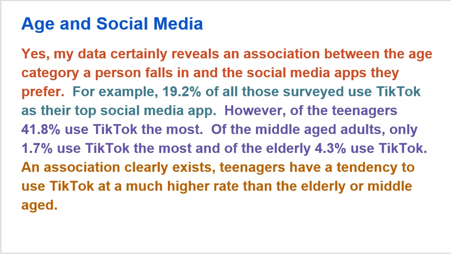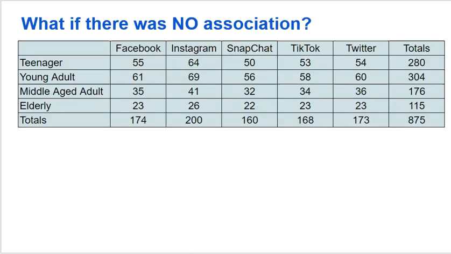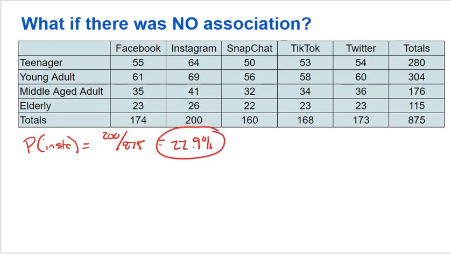All right. Now, I want to end with this real quick. What would no association or independence look like? Again, you would see the same numbers across the board. So once again, let's choose Instagram this time just to do something different. So we'd say, okay, what proportion use Insta? Once again, this will start with the marginal. I'd say 200 out of 875. 200 out of 875 is 0.229, 22.9%. That's your baseline. About 23% of people use Instagram.